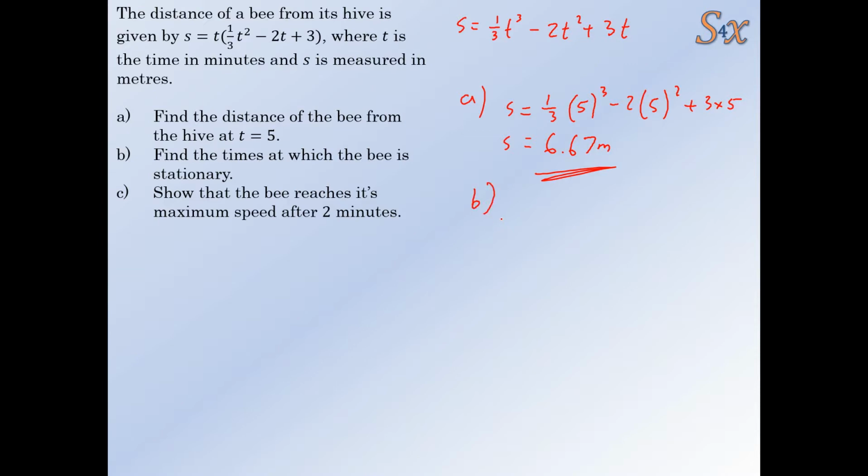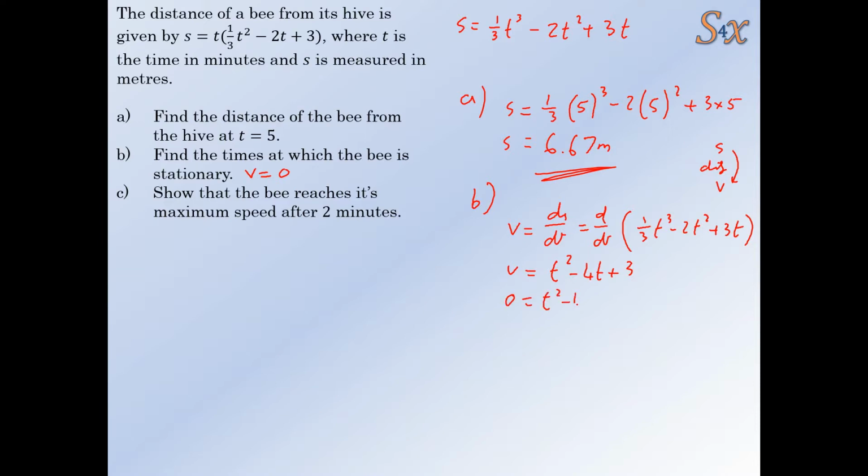Part B, you want to find the times at which the bee is stationary. Remember, this means if it's stationary, the velocity must be 0. So I need to find an expression for the velocity. Remember, to get from displacement to velocity, I need to differentiate. Okay, so v is the displacement differentiated. So I'm going to differentiate our expression. That's going to give me t squared minus 4t plus 3. Okay, now I want to find the times at which the velocity is 0. So I set that to 0.